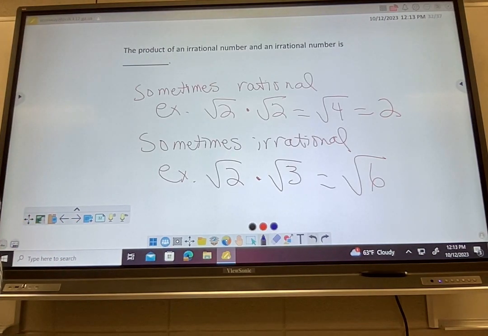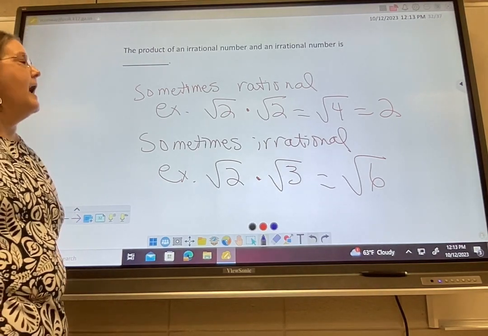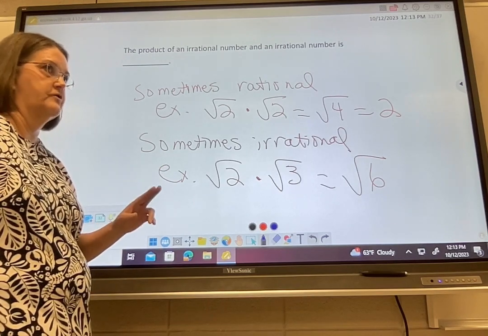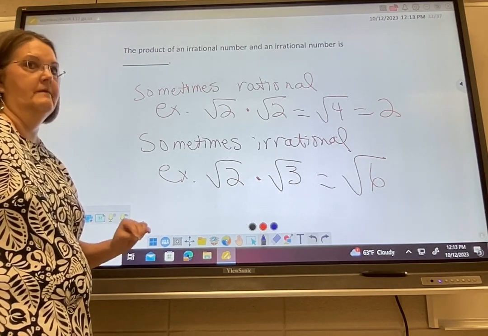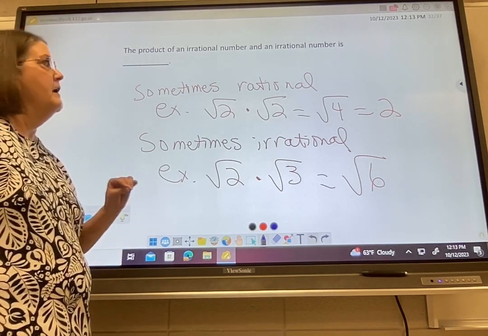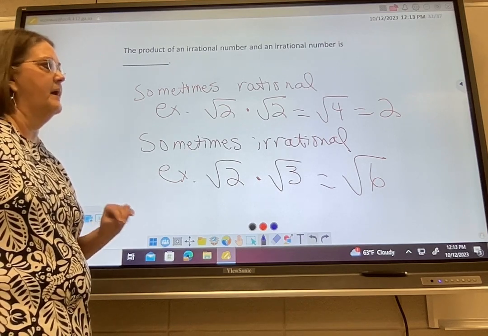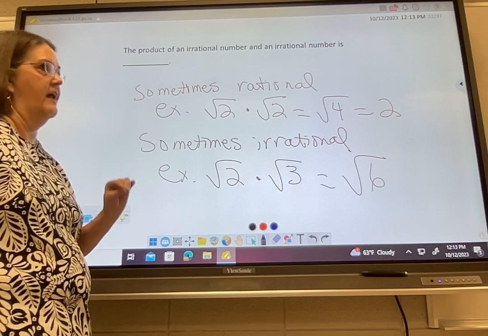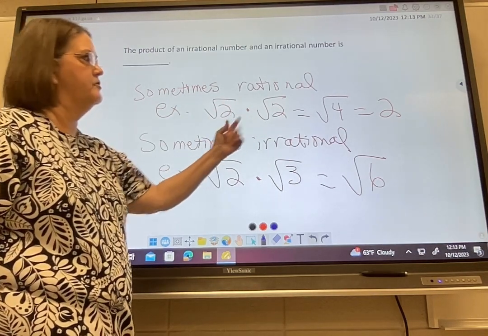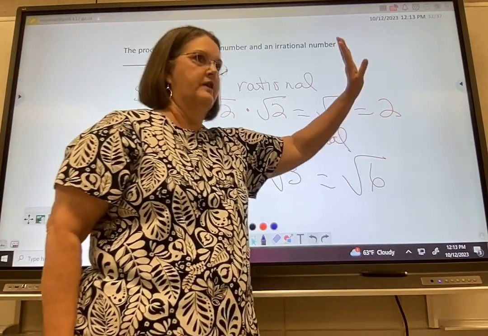Okay, the product, here's the one that you have to remember that's different. If I add two irrational numbers, I'm still going to get an irrational answer. But if I multiply them, and this is very important, remember all this stuff that I'm explaining to you. If I multiply an irrational number with an irrational number, it is sometimes rational and sometimes irrational. And I've put an example up here. The square root of 2 times the square root of 2. Both of those are irrational. But when I multiply them, I get square root of 4, and that's 2, which is rational.